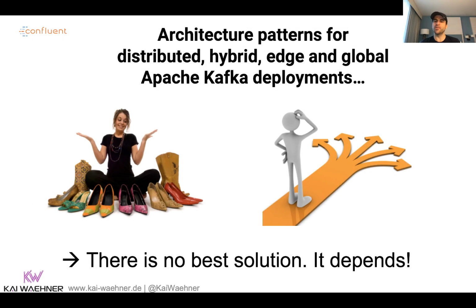So there is no best solution. You have seen many different architectures for distributed, hybrid, edge, and global Kafka deployments. It depends on your use cases, requirements, SLAs. There is no best solution, as you can imagine. In the best case, you get consulting from the beginning to understand what you have to do and what you can do in your architecture.